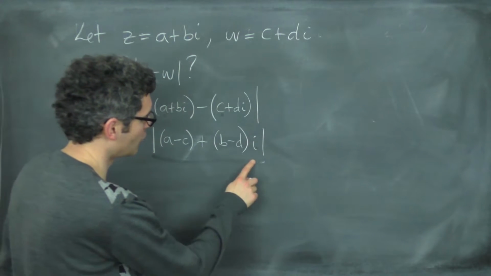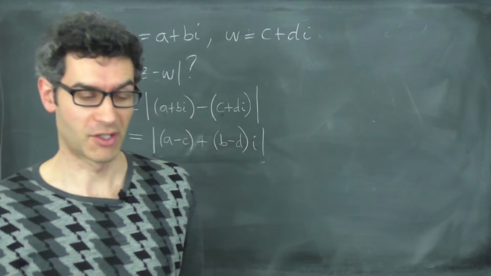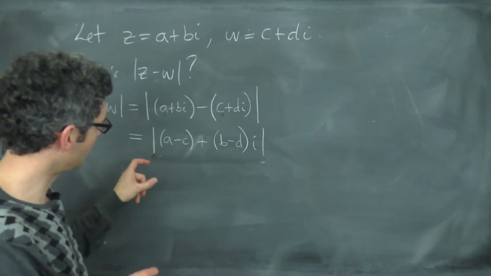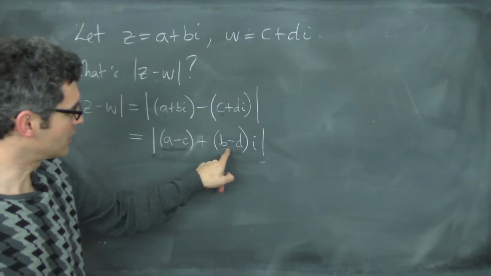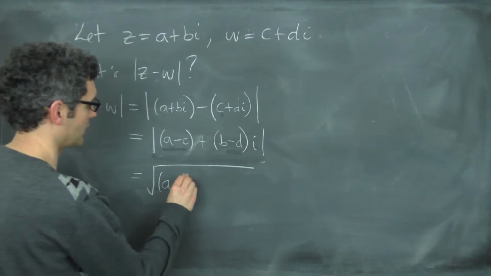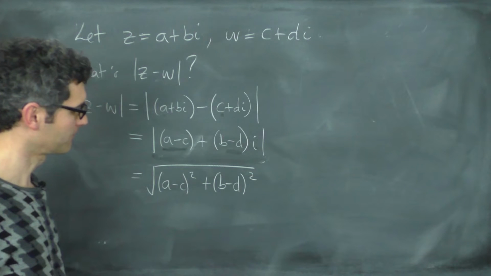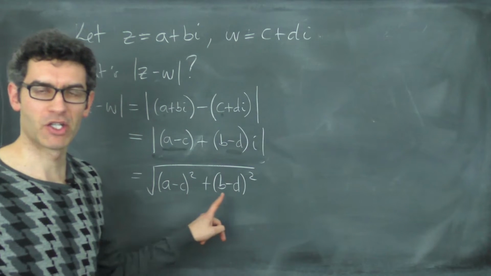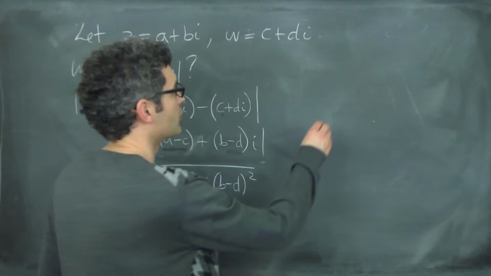And of course, to take the modulus of any complex number, you just take the square root of the real part squared plus the imaginary part squared. This is the real part, this is the imaginary part, so we have the square root of (a minus c) squared plus (b minus d) squared. Now, this kind of expression may look familiar to you. If not, don't worry, we'll draw a picture.